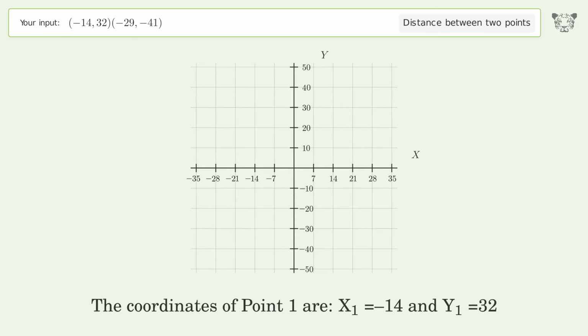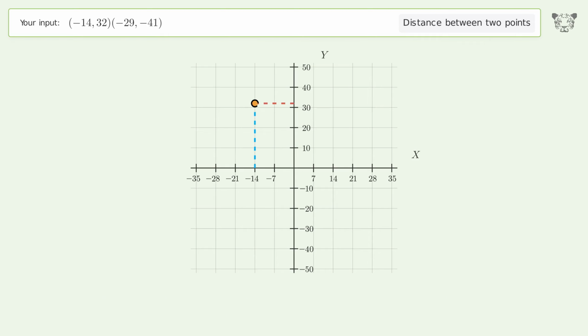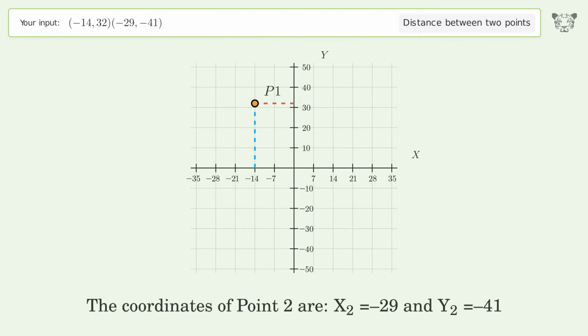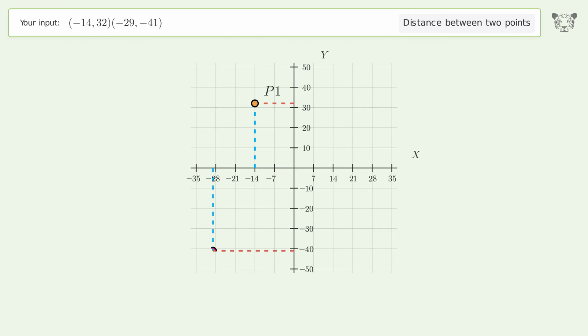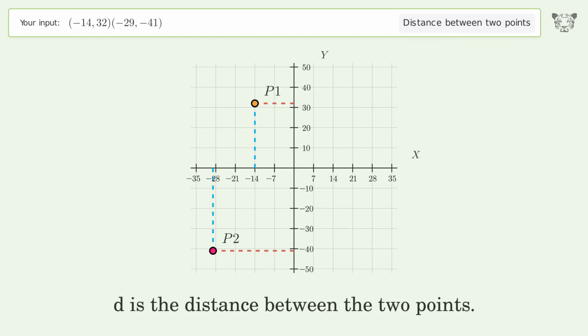The coordinates of point 1 are, x1 equals -14 and y1 equals 32. The coordinates of point 2 are, x2 equals -29 and y2 equals -41. D is the distance between the 2 points.